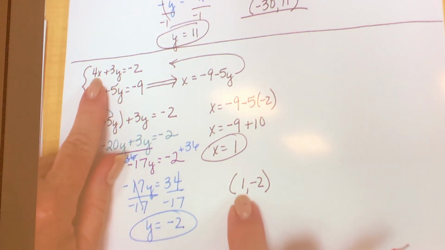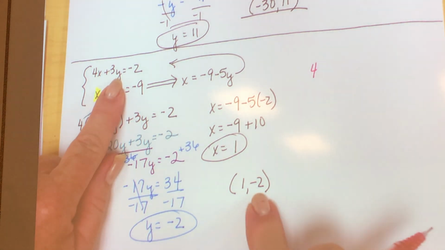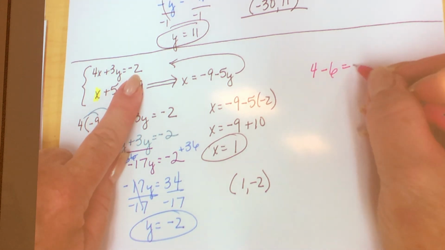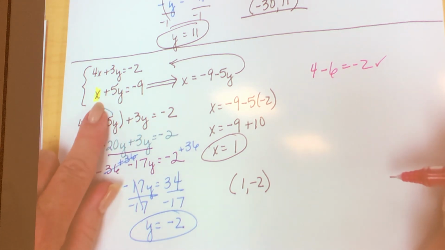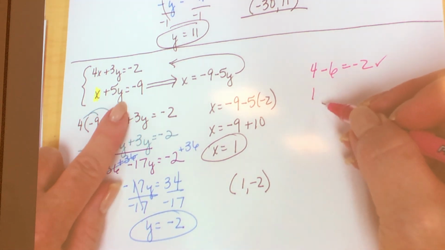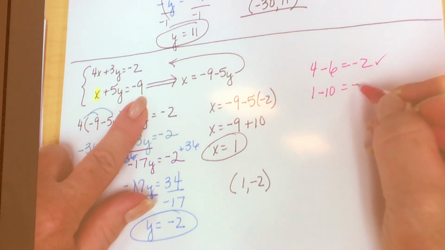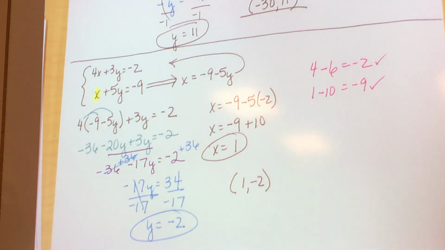I'm going to plug it in. So 4 times 1 is 4. 3 times -2 is -6. That's supposed to equal -2. 4 minus 6 is -2. Check it down here. X is 1. 5 times -2 is -10. It's supposed to equal -9. 1 minus 10 is -9. Does anybody have a question?